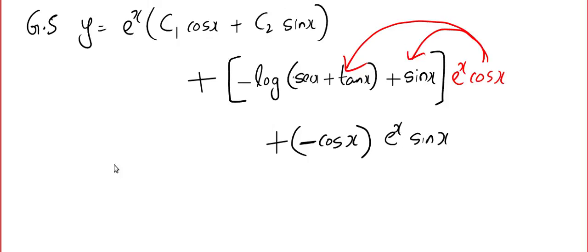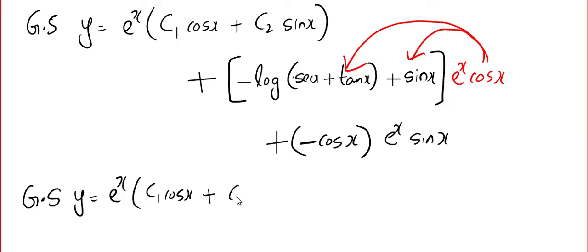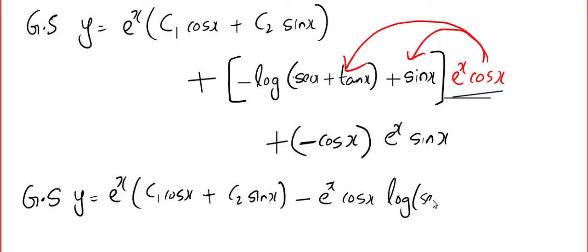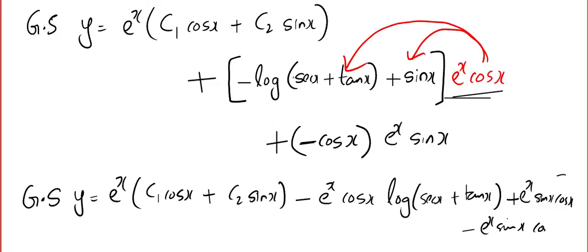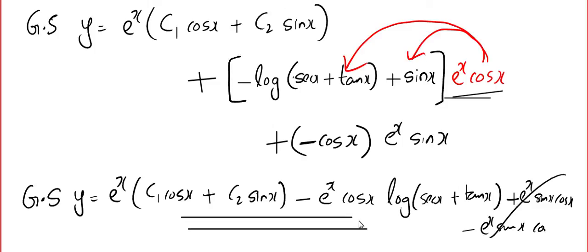Okay. Now let's arrange it a little bit and conclude. So e power x into c1 cos x plus c2 sin x. Now this goes inside. So minus e power x cos x log sec x plus tan x, plus e power x sin x cos x minus e power x sin x cos x. So the last two terms get cancelled. This will be the solution.